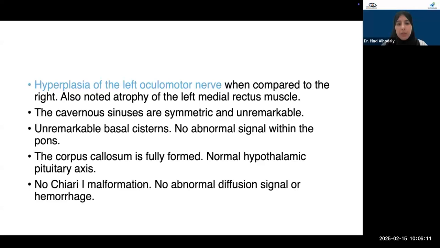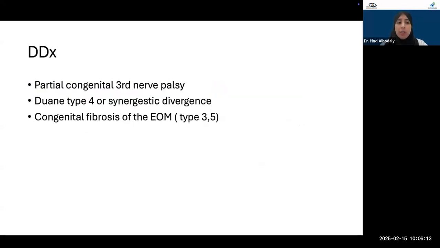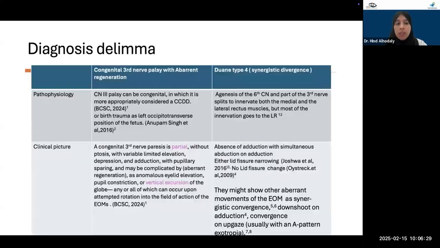Otherwise, unremarkable. So our differential diagnosis was partial congenital third nerve palsy with aberrant regeneration, or Duane type 4 or synergistic divergence, or congenital fibrosis of the extraocular muscles, type 3 or 5, which usually are unilateral. So we had a bit of a diagnostic dilemma. Is it congenital third nerve palsy with aberrant regeneration or Duane type 4? So I'll speak briefly about these two.